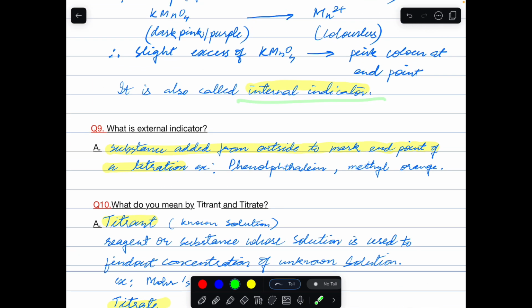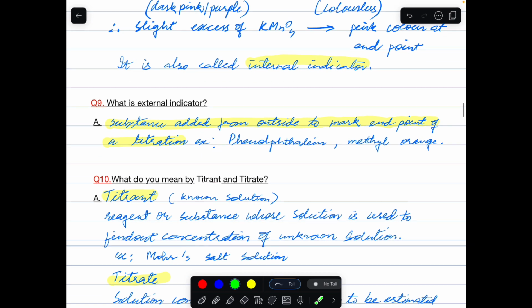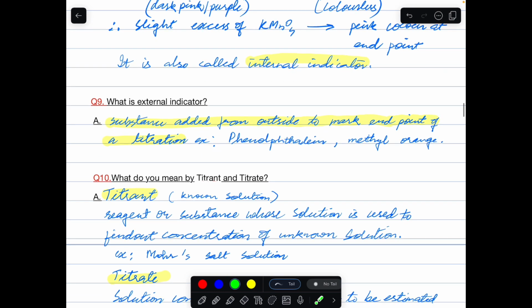But in some cases, your titrant as well as titrate, that is both reacting substances, or you can say your known and unknown solution, are both colorless, and their end product is also colorless. So we cannot find out the end point. In such cases, we have to add an indicator which has a different color in a different medium, or a specific color in a given medium. One example is phenolphthalein, and another one is methyl orange.